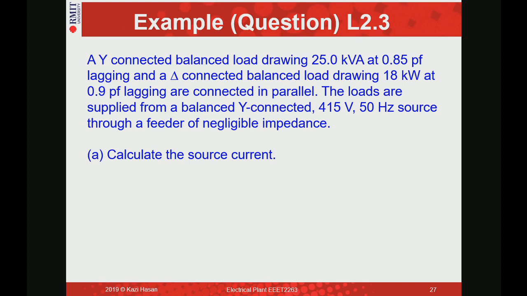In the previous problem, the values of Y and delta were given according to the impedance value. If you remember the previous one, 2 plus J2, 6 plus J6. But here, the same Y and delta connection, but only the ratings are given. Like the whole Y connected circuit, it is a 25 kVA machine. So we can't use those VI equations here to calculate the power. So the approach in this case will be different to calculate the source current.